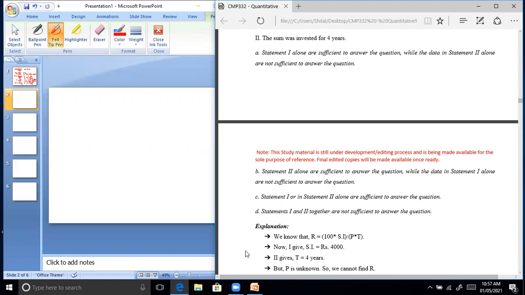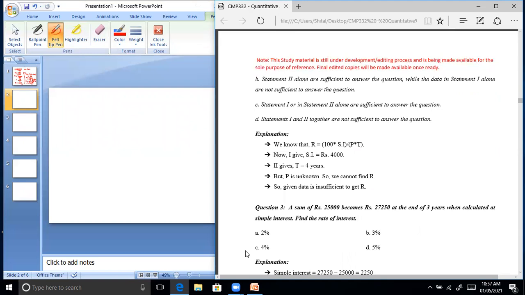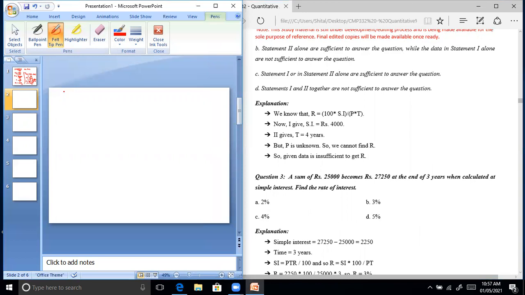B. And these are the options. Okay, 1 is sufficient, 2 is not sufficient; 2 is sufficient, 1 is not sufficient. So 1 or 2 alone is sufficient, or together are not sufficient. So we will see the explanation here. The formula is P into R into T for simple interest, right? So here simple interest is given as 4,000 and T is given as 4 years. Okay. But P is not known, so we cannot find the R. So the given data is insufficient to get the R, okay.